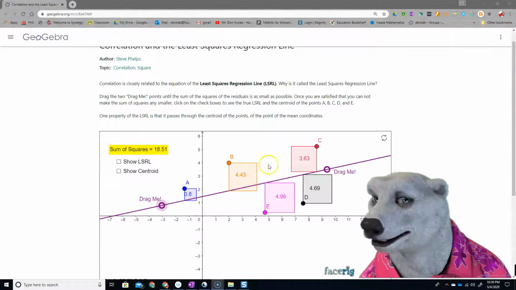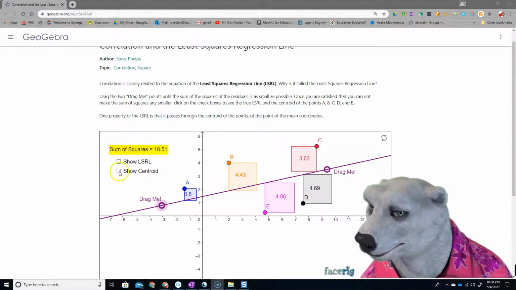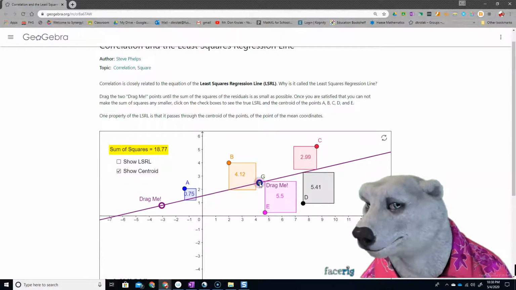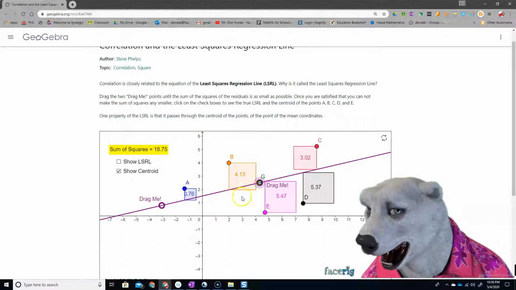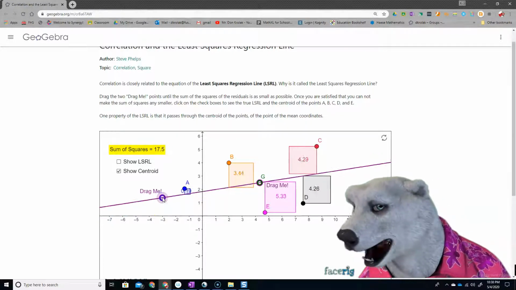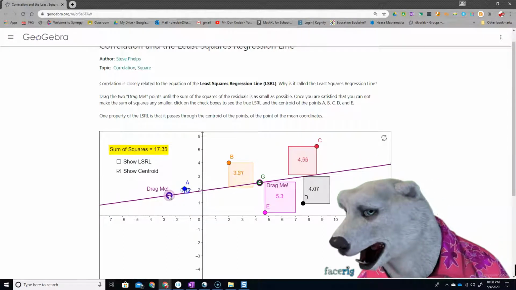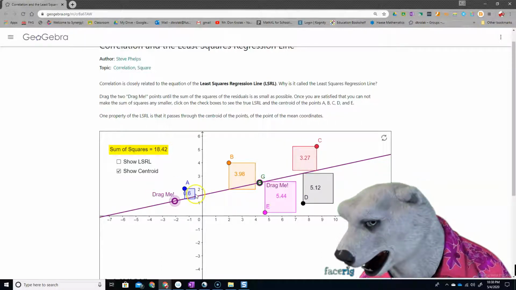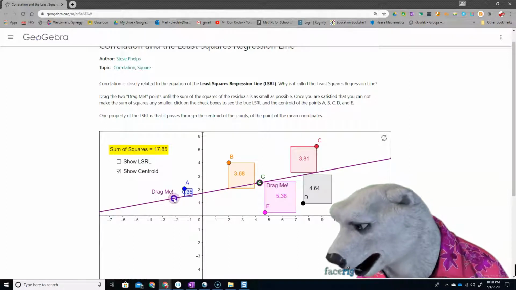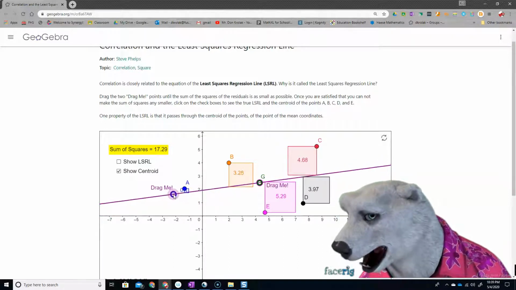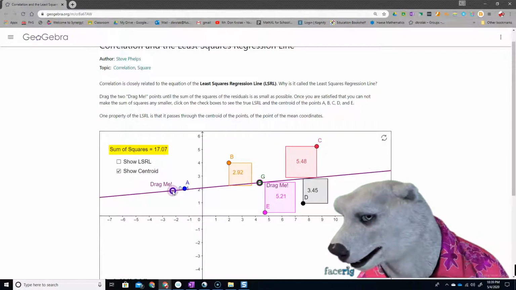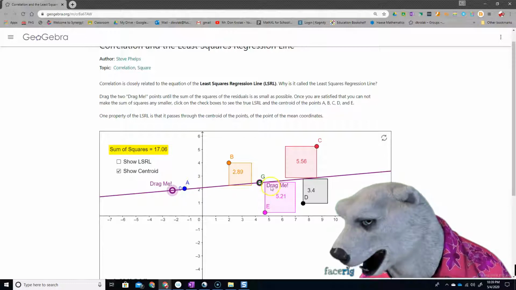So first thing I'm going to do is make this line go through the centroid. So I'm going to have it show me where the centroid is right there. All right, so I'm going to make sure my line goes through that centroid. Now I'm just going to adjust the y-intercept until I can get the sum of all these 5 squares as small as possible. Okay, so getting smaller, small, and I could keep doing this.